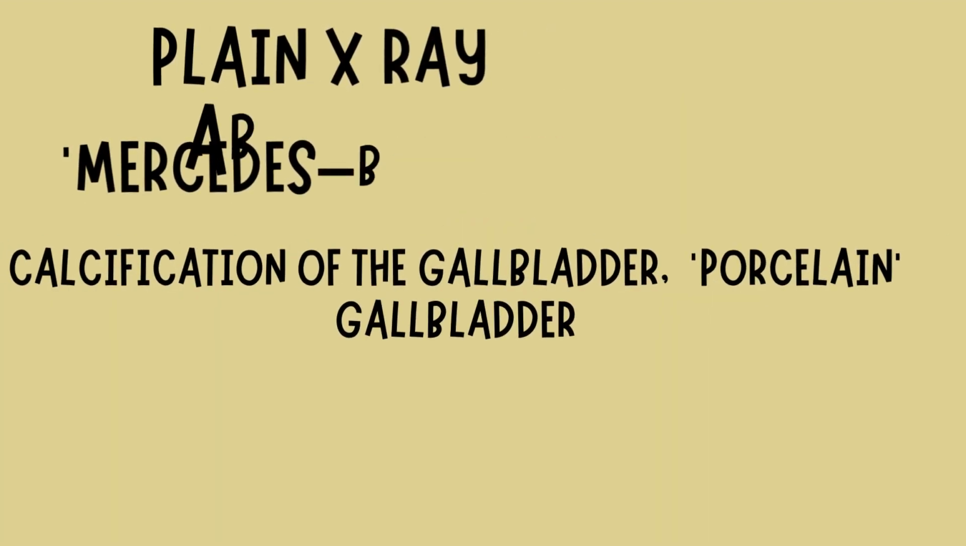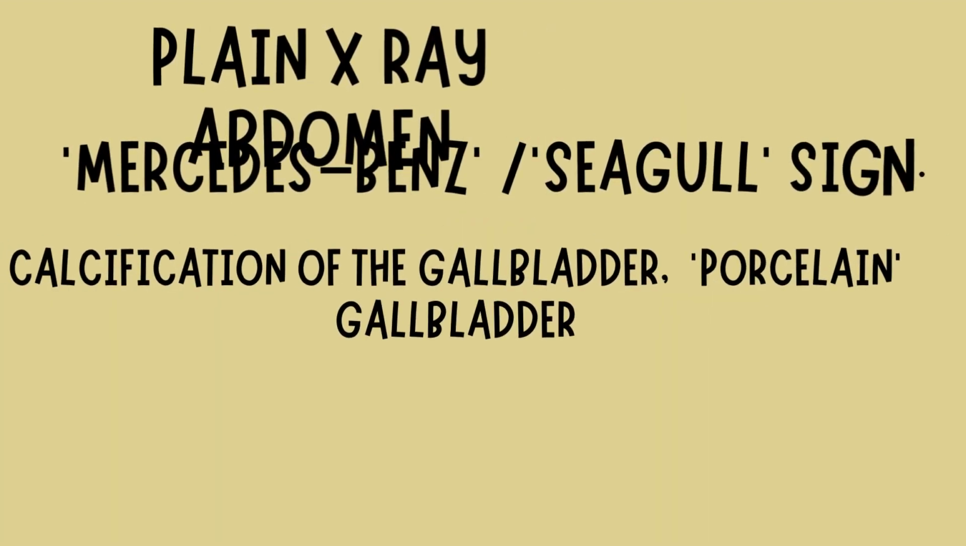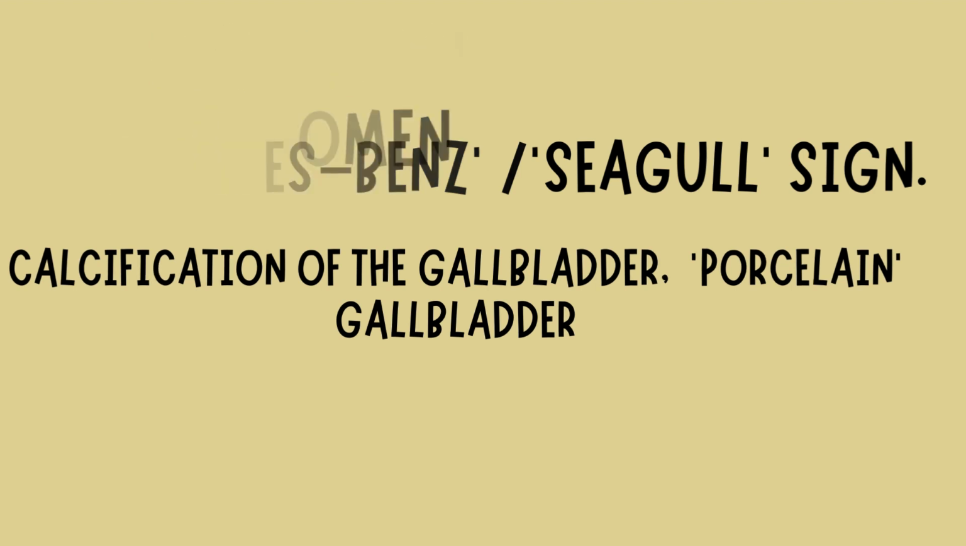We can also carry out plain x-rays of the abdomen, and in acute cholecystitis associated with cholelithiasis, the x-rays will show the Mercedes Benz and the seagull sign. It also shows calcification of the gallbladder, which is known as porcelain gallbladder. It is a sign of malignancy.